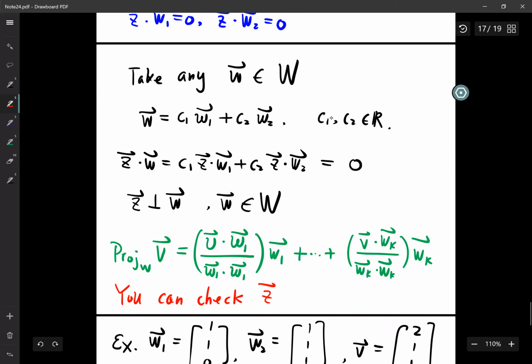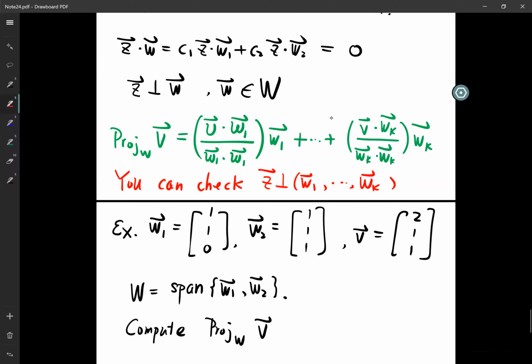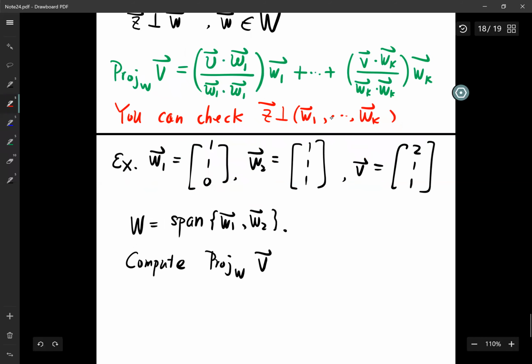And then you can check that Z defined in this way, Z equal to V minus the projection, is indeed orthogonal to W1 through WK. I leave each of those as an exercise. Okay, so this is the projection. Now I asked you to compute this. You say this is easy. Let me just compute V dot W1, V dot W2, and do the computation. And you check Z, which I leave to you as an exercise, and find that this doesn't work. Z is actually not orthogonal to W1 or W2.